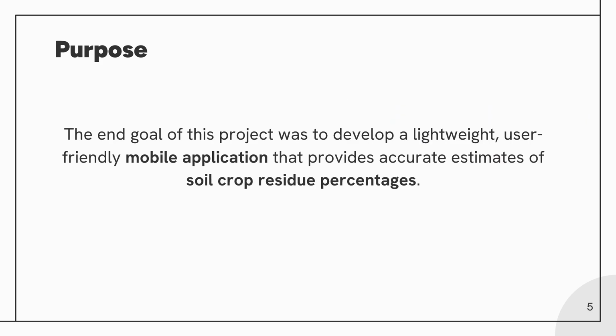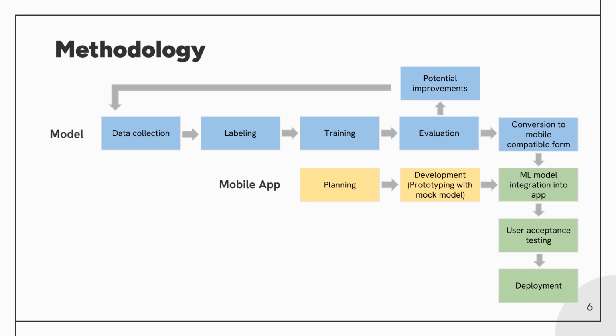So to summarize, the primary goal of this project was to develop a user-friendly mobile application that provides accurate estimates of soil crop residue levels. Here you can see the general workflow that was used to build this app. The model and the mobile app can start separately in parallel, and the model will go through an iterative process of continual improvement until it reaches an accuracy that's satisfactory. At that point, it can be converted and directly integrated into the app, and the two pipelines merge into one.